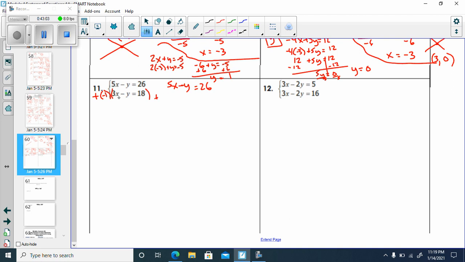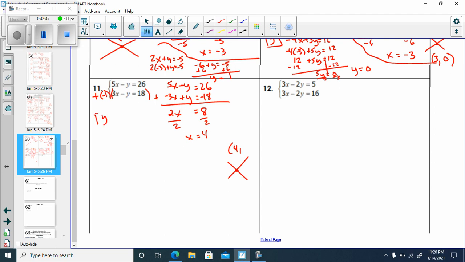Okay? And I'm adding to it, negative 1 times 3 is negative 3x. Negative 1 times negative y is positive y. Negative 1 times 18 is negative 18. 5x plus negative 3x is 2x. Negative y plus y is 0. 26 plus negative 18 would give me 8. So yes, divide both sides by 2, and x is equal to 4. Remember, we're looking for where the two lines intersect. Our x is 4. We're looking for our y now.